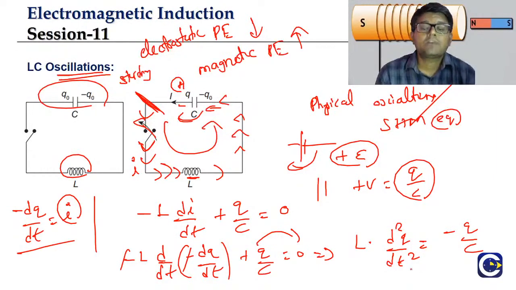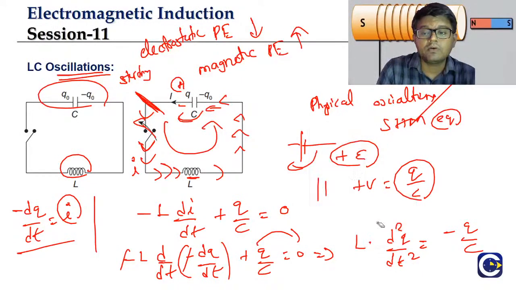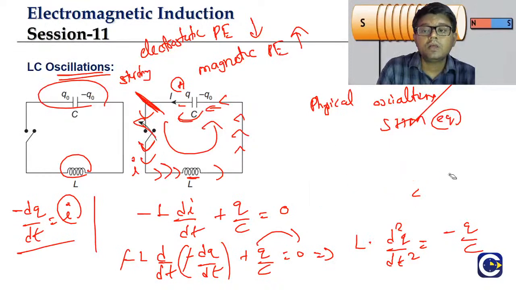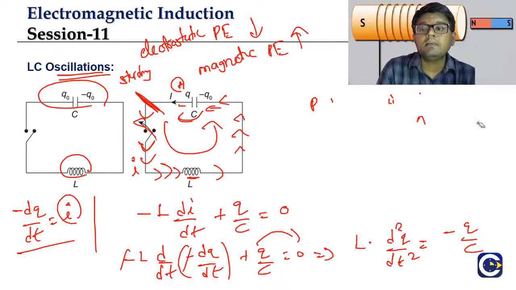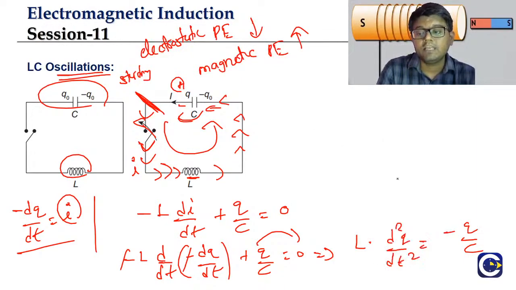This is the important step. This is how we are going to convert this into a familiar form. When we talk about oscillations, especially simple harmonic motion, we have a very familiar equation.